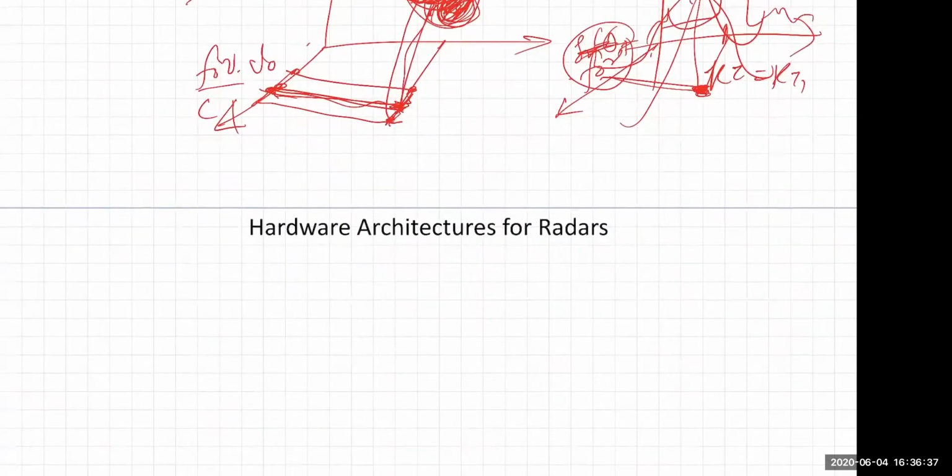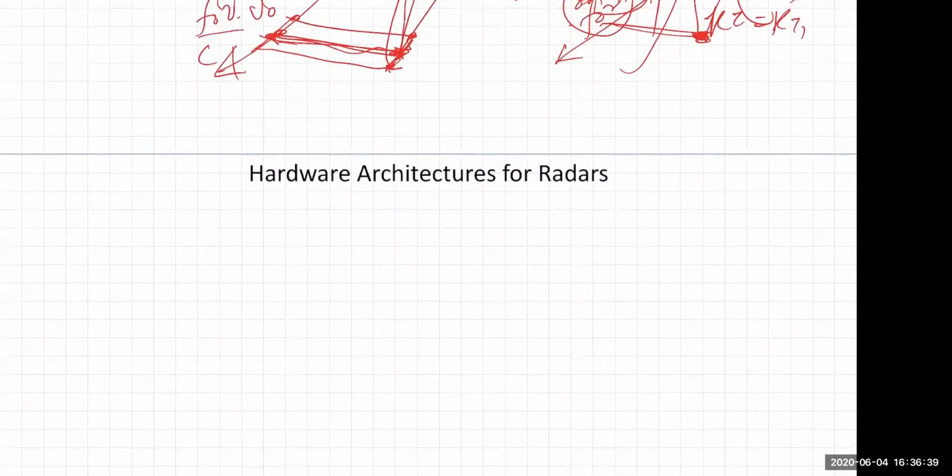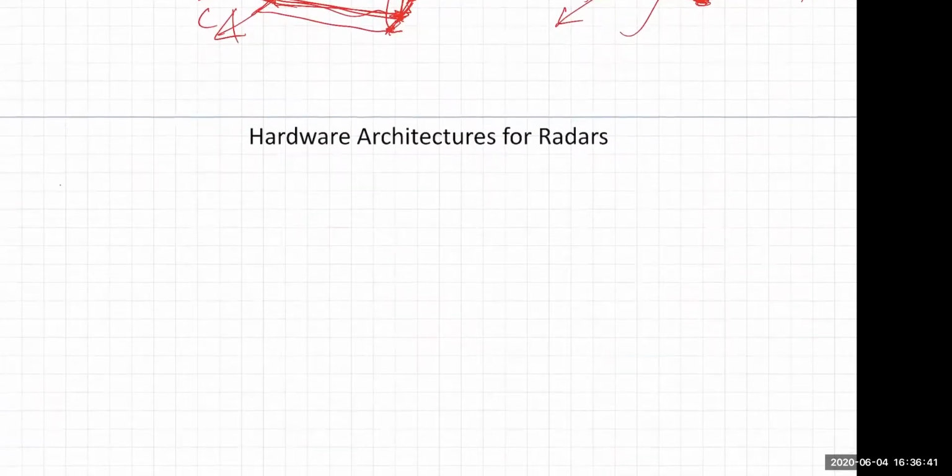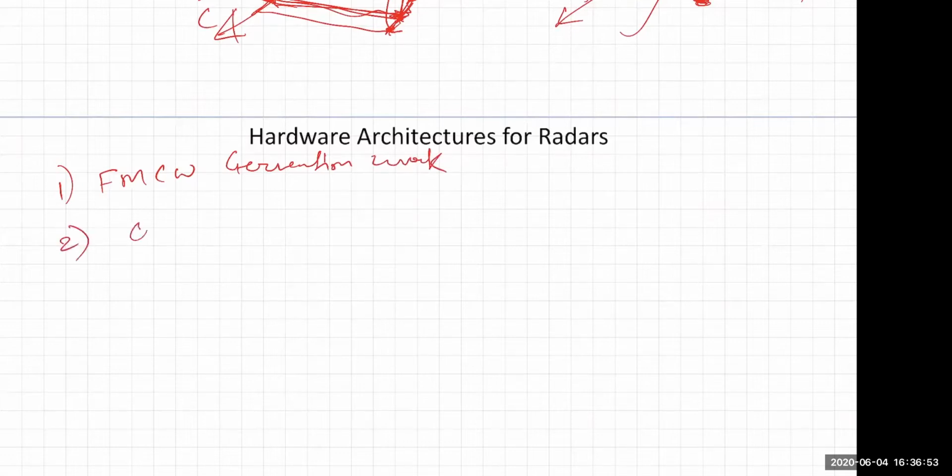Okay. Sure. So with hardware architectures, my plan is to discuss a few things, right? How does FMCW generation work? How does conjugate multiplication take place?